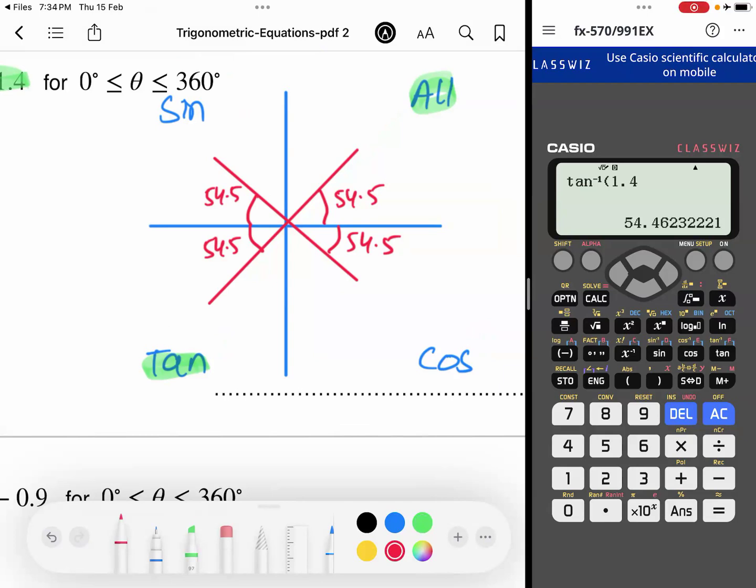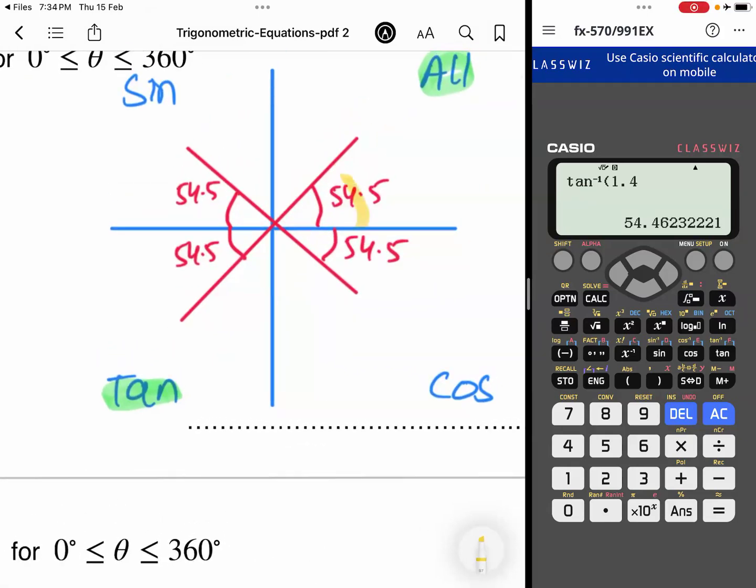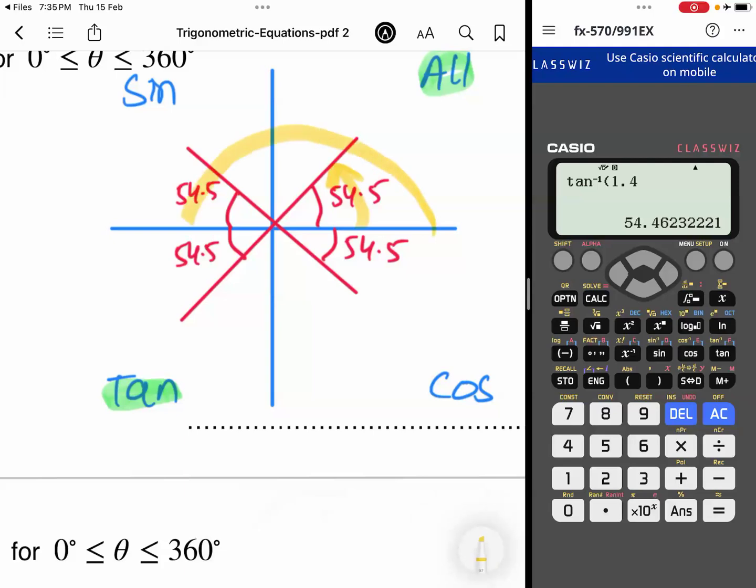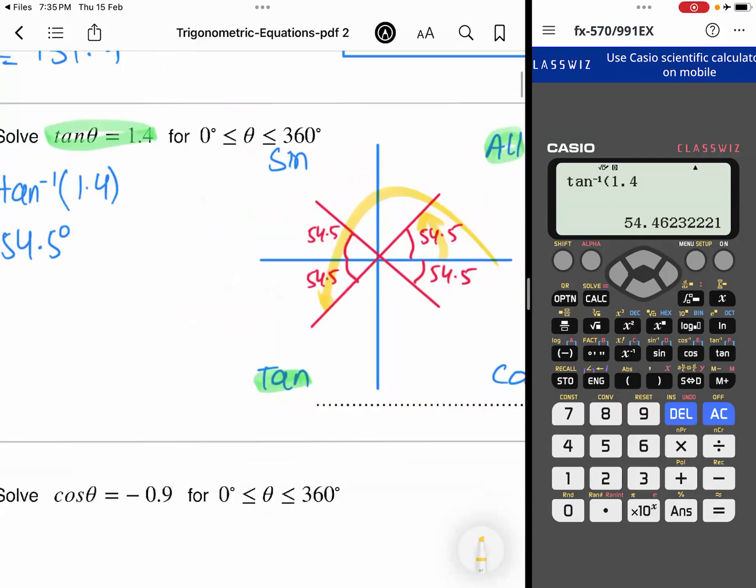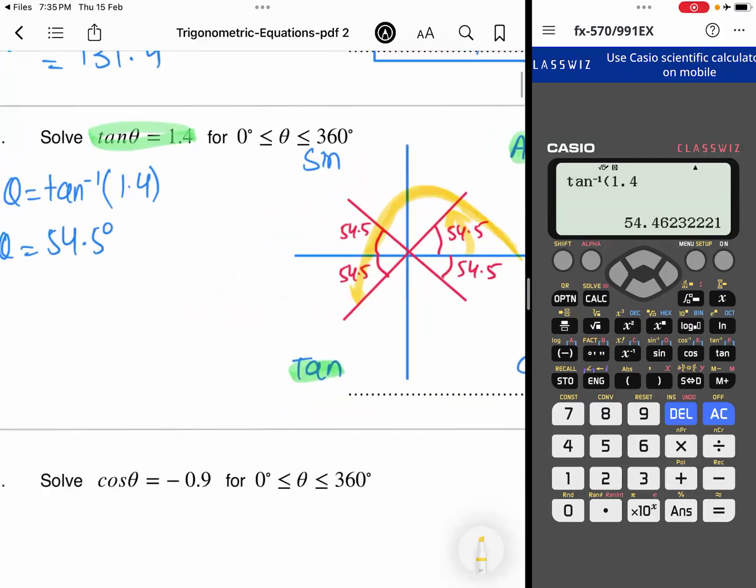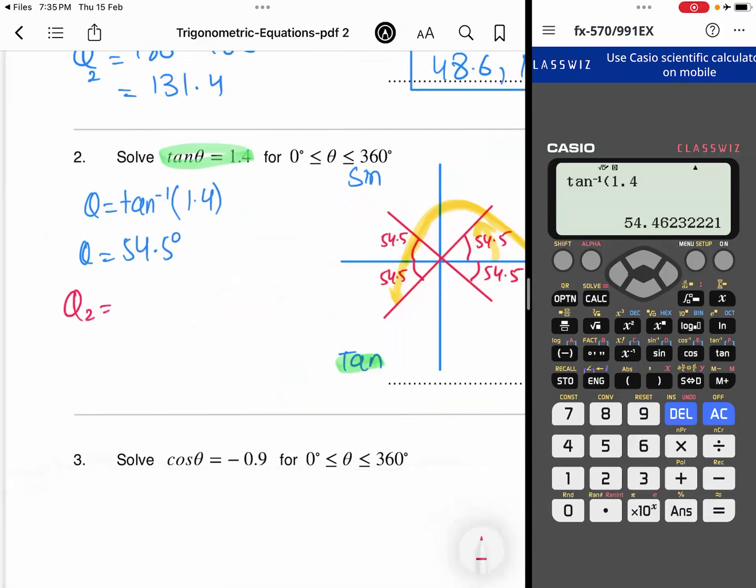Yes, sir. Okay. So Rehan, beta, we got one answer already, the positive one. Is this clear? Yes, sir. Okay, I want another one. So start and hit tan. Yes or no? Got it? So this angle is what? From this point to this point is 180. 180 plus 54.5. Yes or no? So theta 2 is 180 plus 54.5.